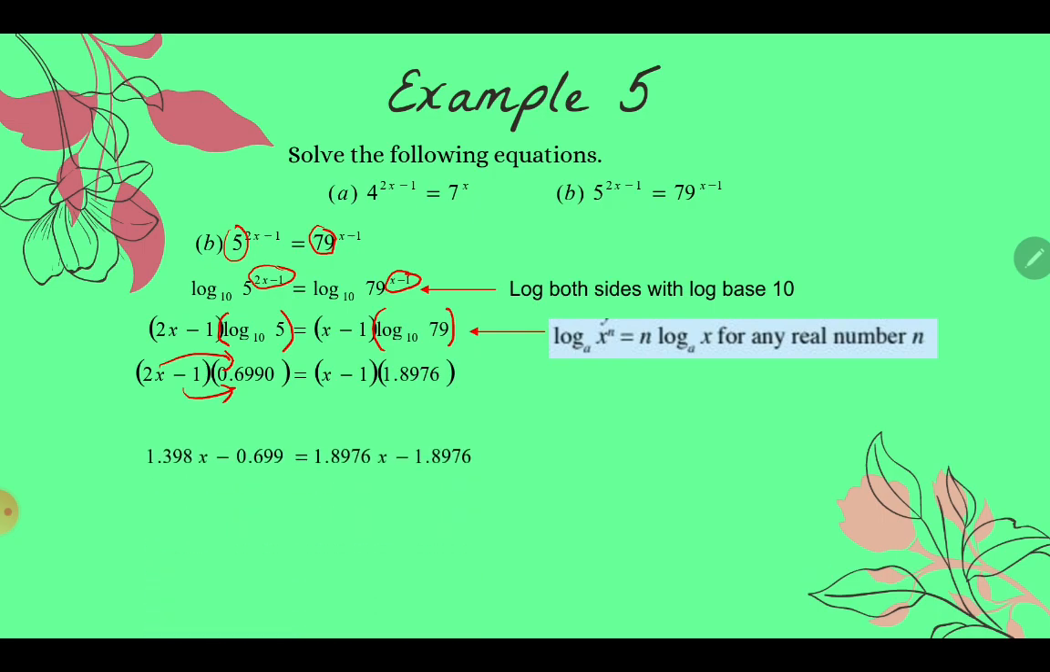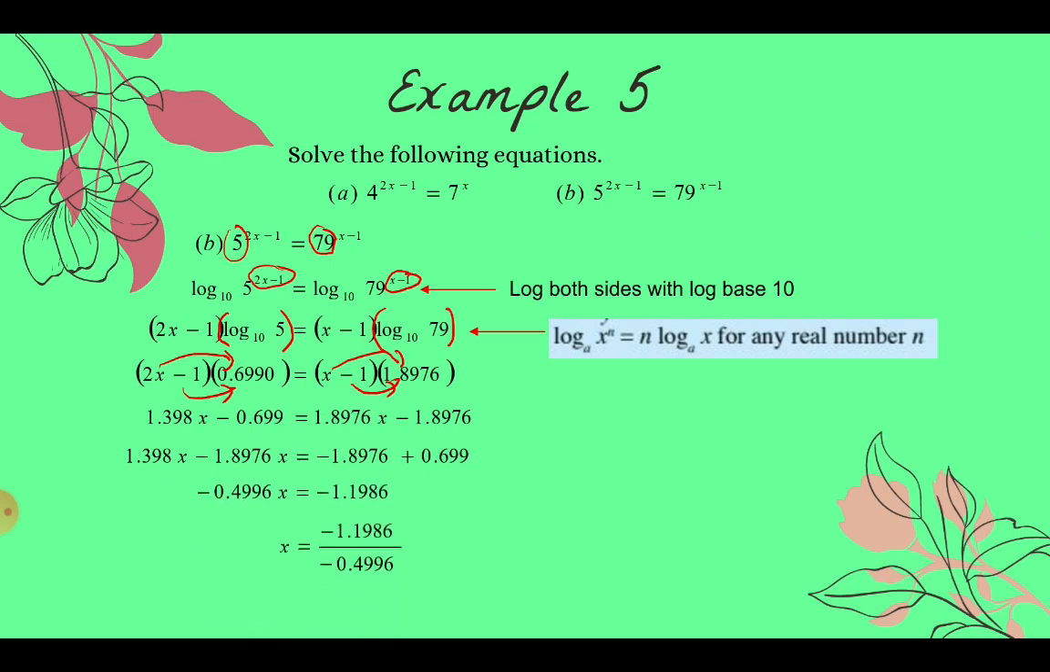Okay, when we expand, we have 1.398x minus 0.699 equal to 1.8976x minus 1.8976. So we have linear equation here. And then you solve linear equation, we will have our value of x is 2.3991. Okay, very simple.